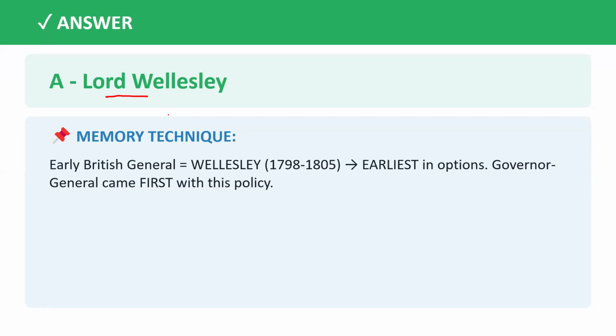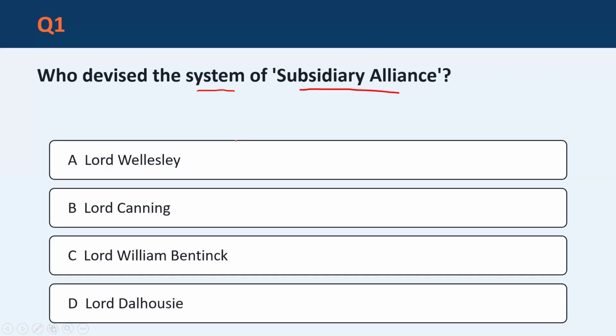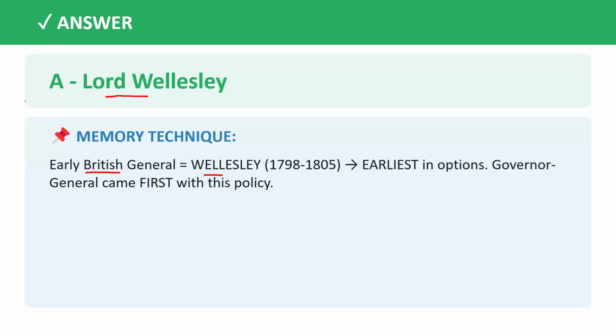So how can we remember the answer? Lord Wellesley was the early British general. Wellesley, right? So he was the earliest. This was a system, and Wellesley was known for the system. He created the system of subsidiary alliance. Also, in Wellesley we have an L, right? Wellesley alliance. In that way you can try to remember.